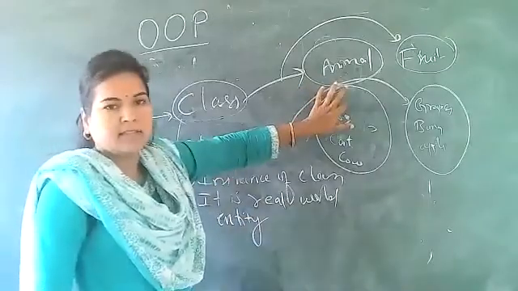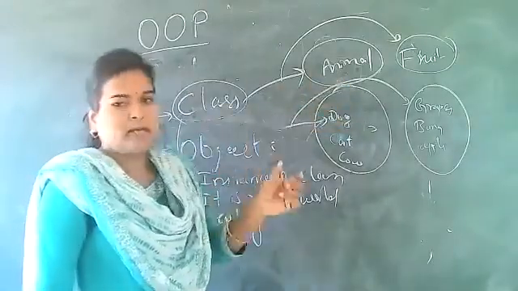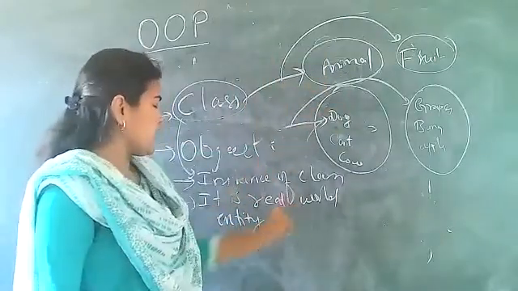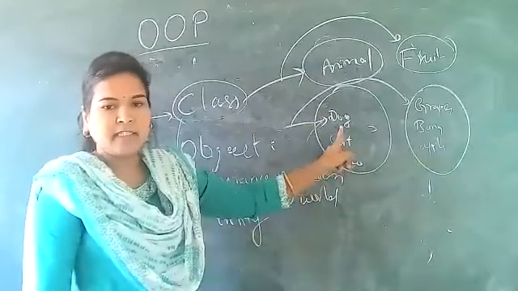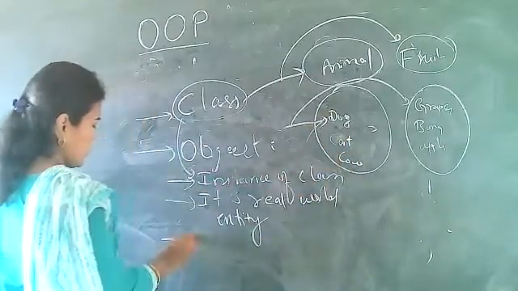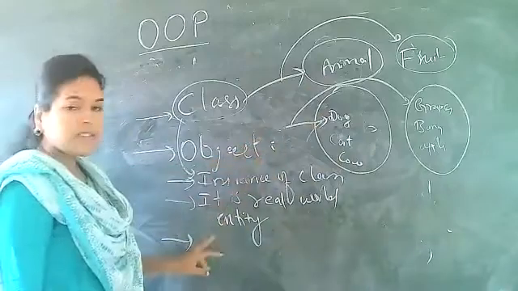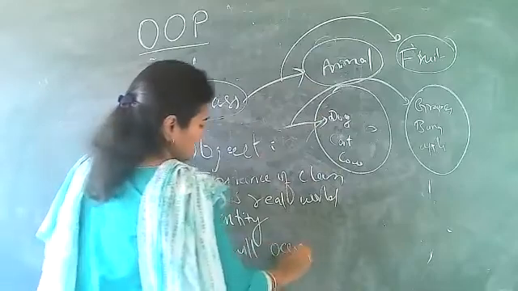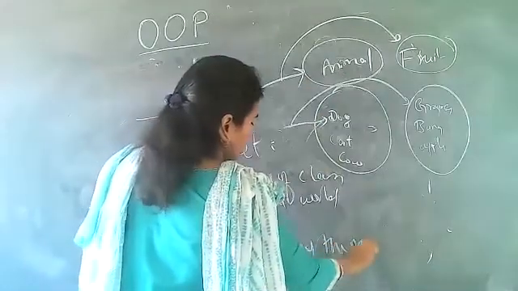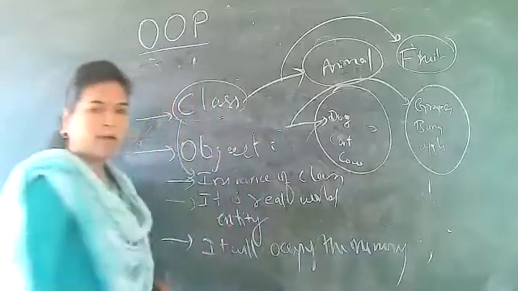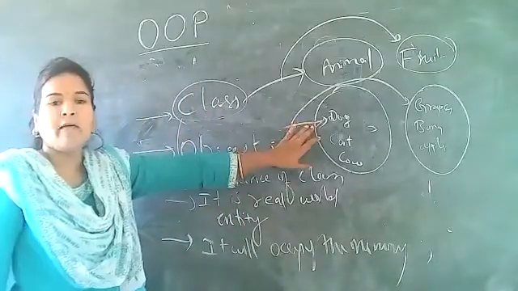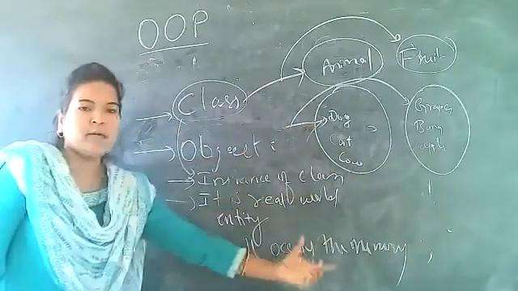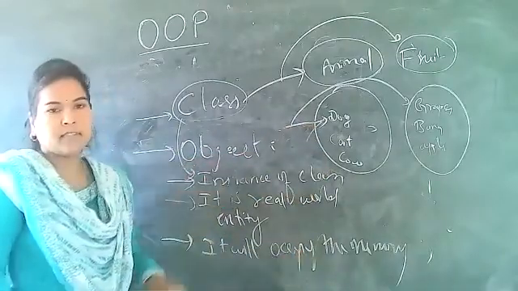Means it is really present. In the real world it is there, but a class is not. Dog is a real world entity. Cat is a real world entity. And the next thing is it will occupy memory. For a dog you have space in your own home, right? For a cat you have space. So it will occupy the memory. This is called an object.